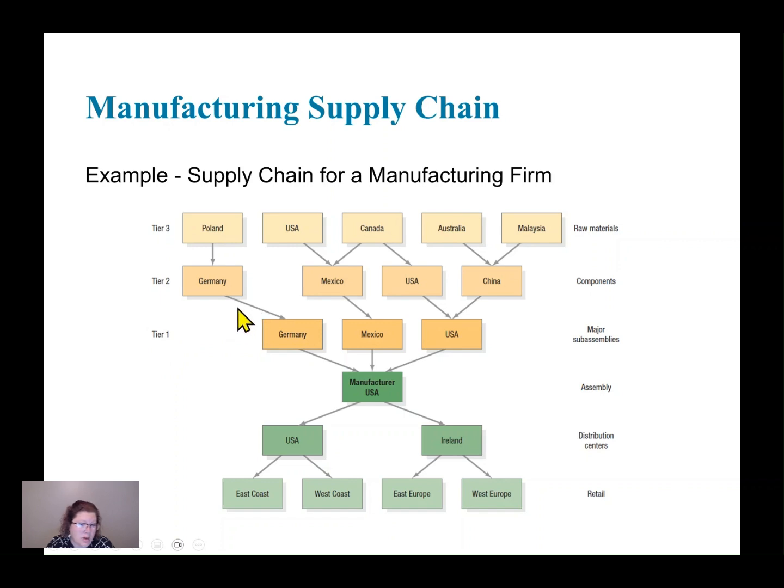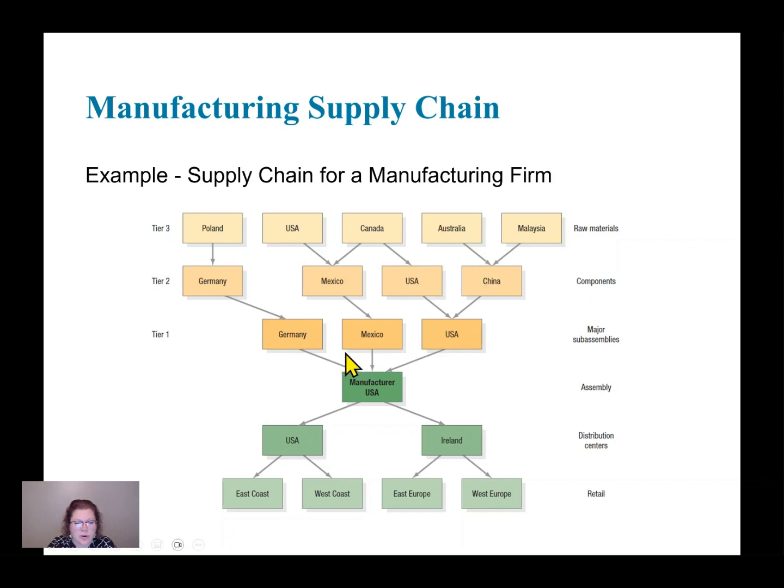Our suppliers have suppliers. They might also be in Europe, Mexico, USA, maybe China for components. And then our suppliers get all the way back to raw materials. So in this case, you can see three tiers of supply. But in real supply chains, practical supply chains, it can be even more complicated, many, many tiers of supply.